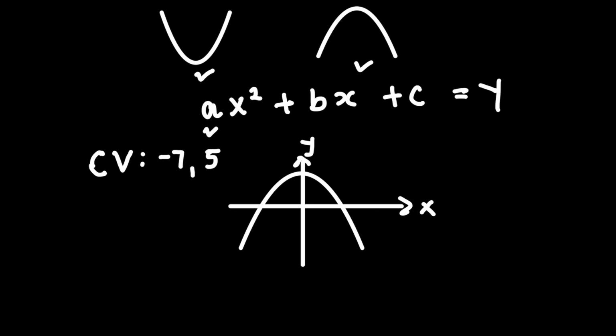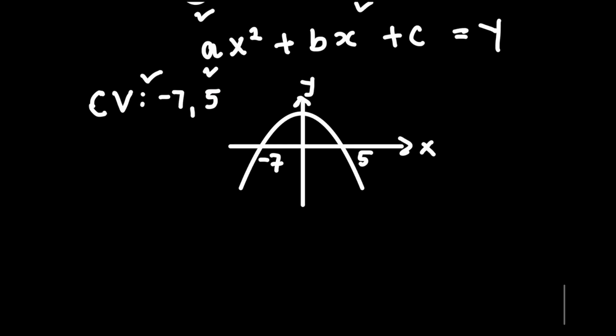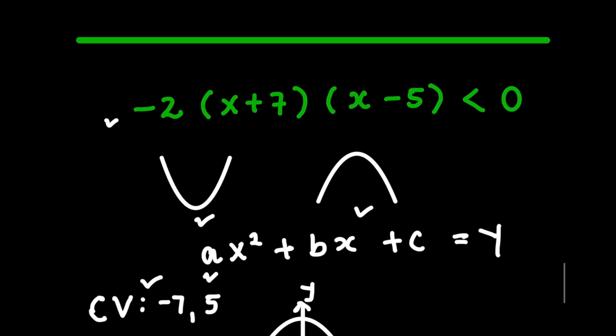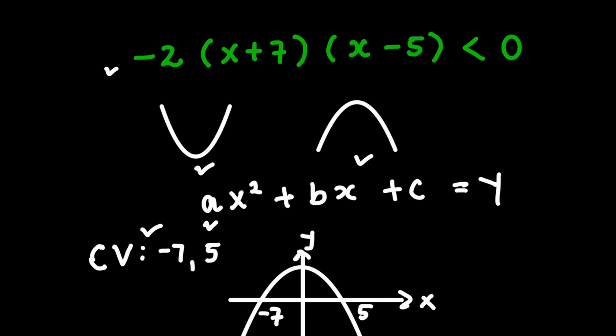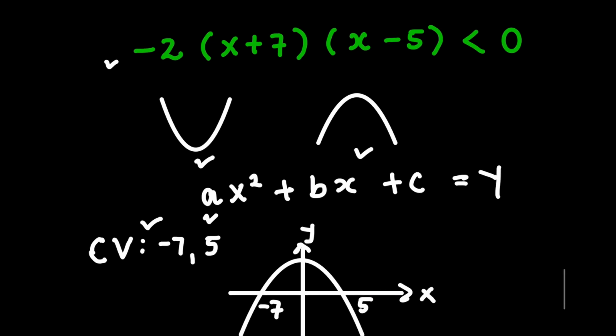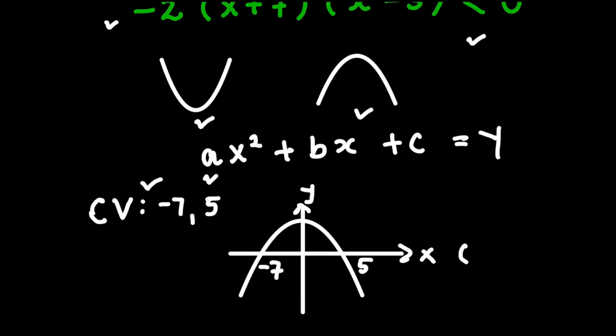So these critical values are going to be the x-intercepts. Here we're going to have -7, here we're going to have 5. Now we are asked about -2 multiplied by (x plus 7) multiplied by (x minus 5) less than 0. When solving this graphically, we need to ask ourselves, where is the graph below the x-axis? You see here, it's strictly less than. And remember, the equation of the x-axis is y equals 0.